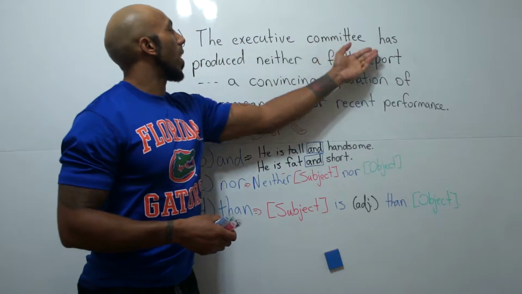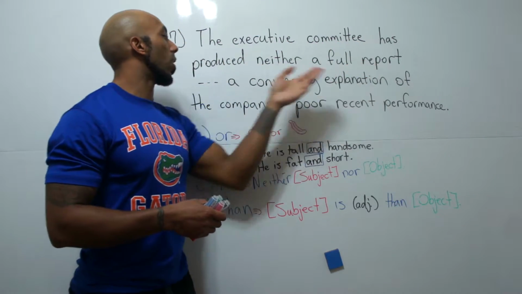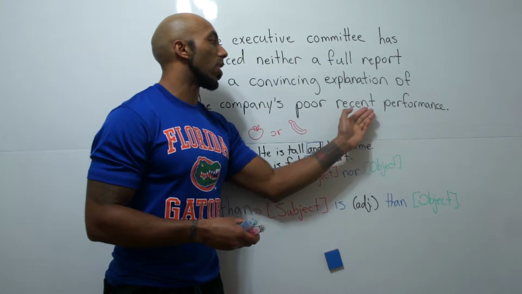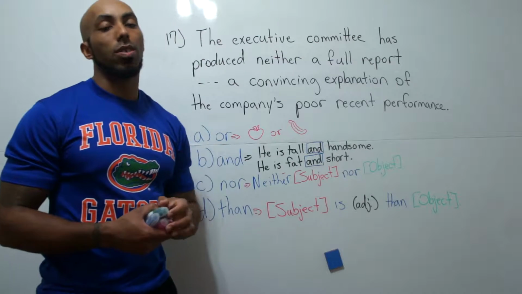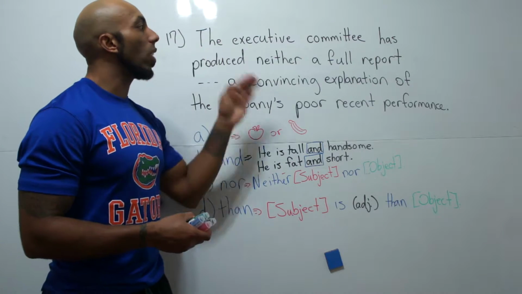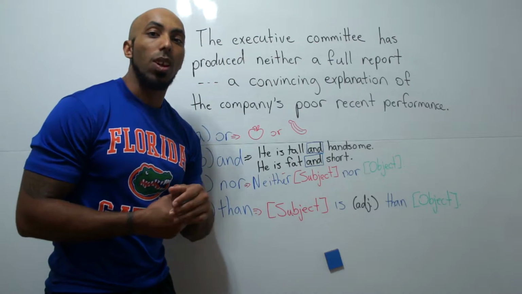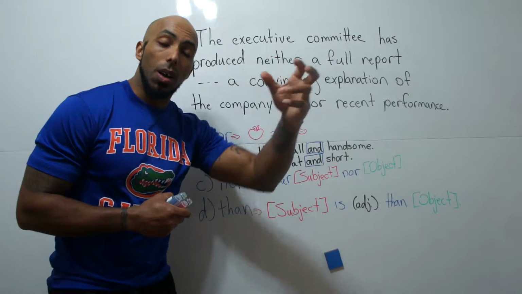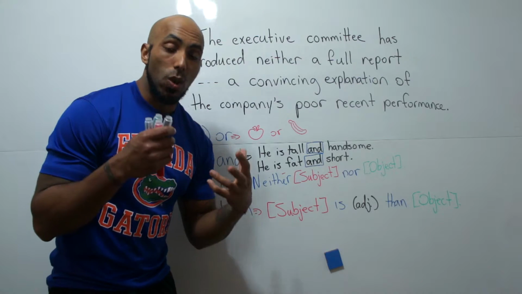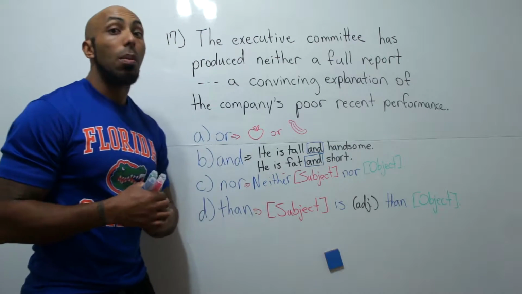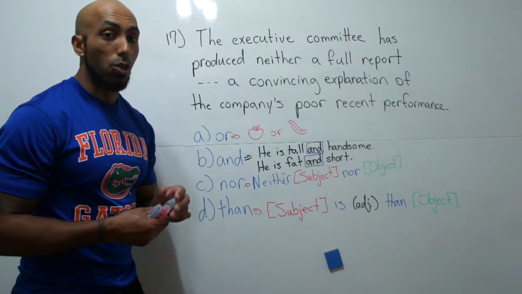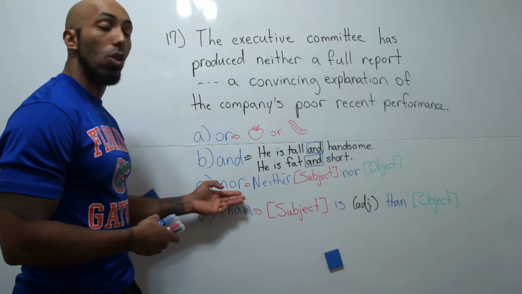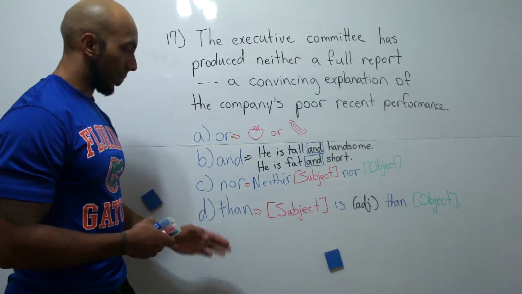The executive committee has produced neither a full report, blank, a convincing explanation of the company's poor recent performance. Now the beauty of this question is you don't really have to understand any of what that's talking about. There's a keyword in there that will give you a clue as to how to answer the question. But first, let's go through our choices. We have A, or, B, and, C, nor, or D, than.